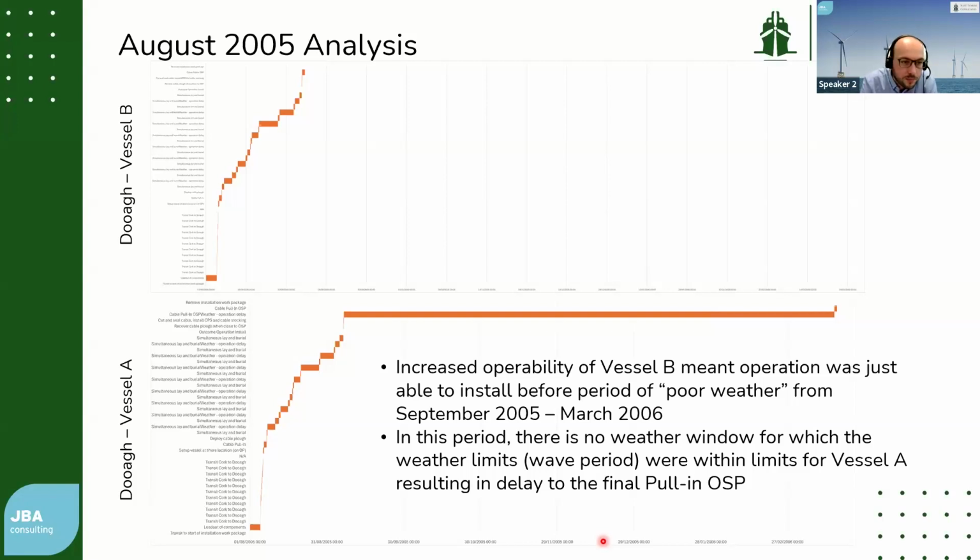And as a result of this, we can see that in this situation, we are really seeing the benefit of the slightly higher performance for vessel B compared to vessel A. And this explains why we're seeing in our P90 case for that start month a much higher campaign duration.